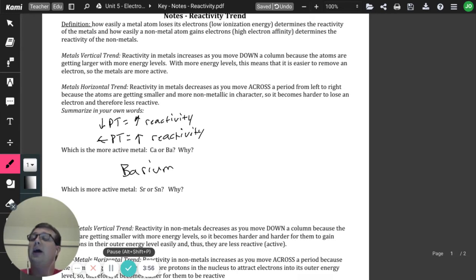Again, why? You would have a greater number of energy levels, which means you would have more distance from the nucleus to the valence electrons. Okay.